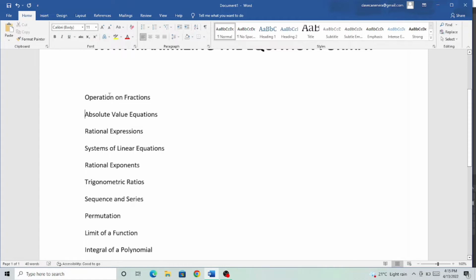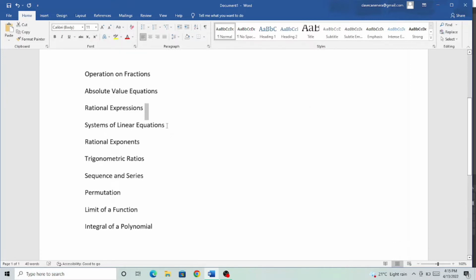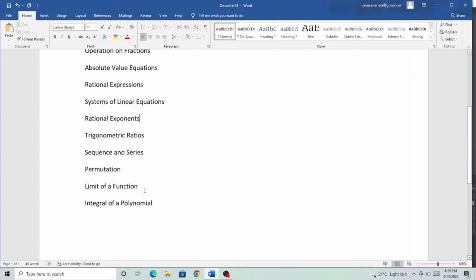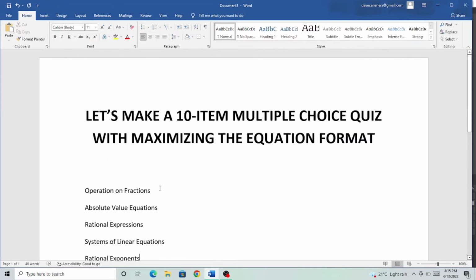We have here operations on fractions, absolute value equations, rational expressions, systems of linear equations, rational exponents, trigonometric ratios, sequence and series, permutations, limit of a function, and an integral of a polynomial. So first, let's make an item for the operations on fractions.